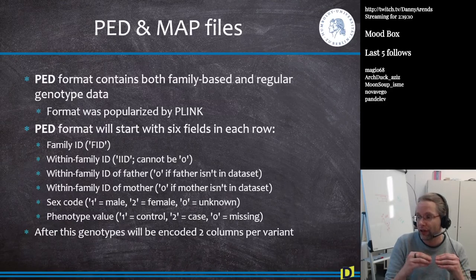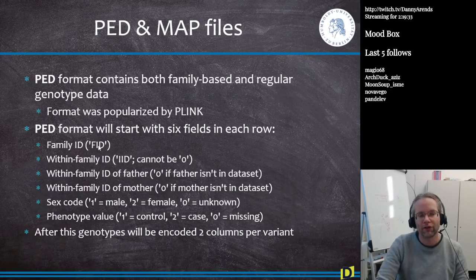So it stores information based on an individual level. So it doesn't list the variants in the rows. It lists the variants in the columns. So each row in a PED file is an individual. So it's kind of the VCF format, but then turned on its side without all of the info columns and the quality columns and these kinds of things.